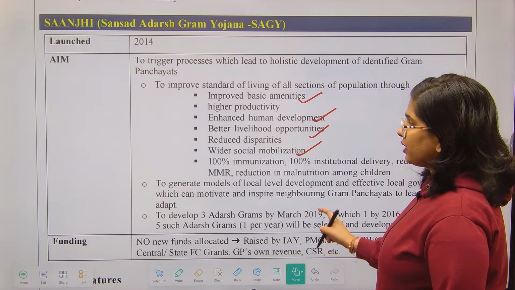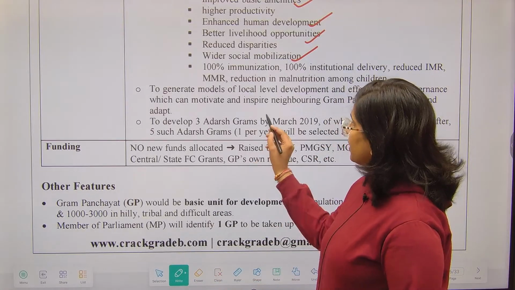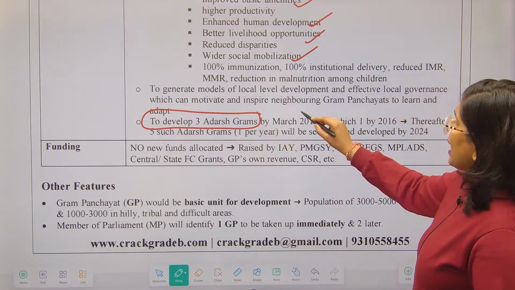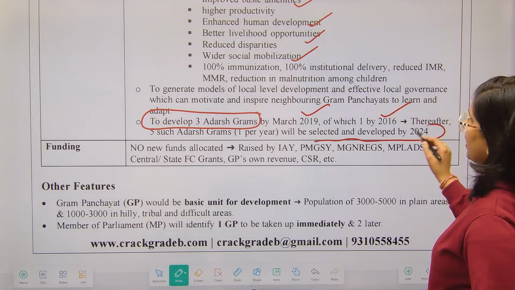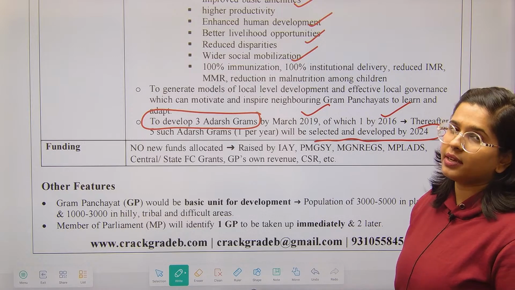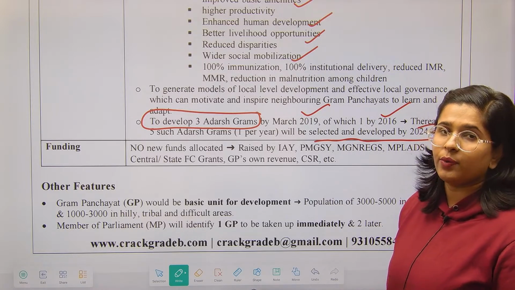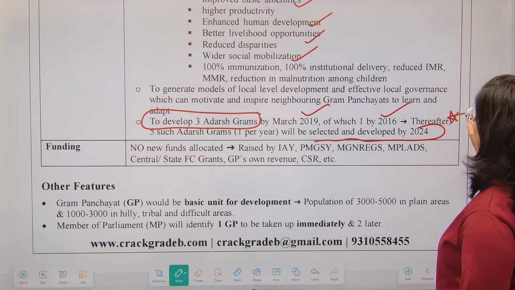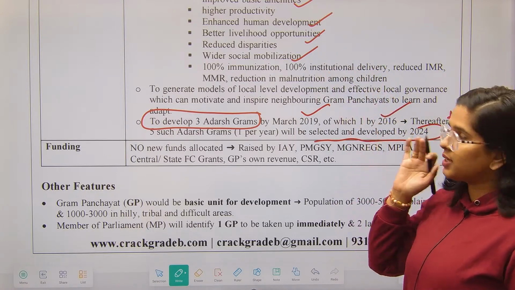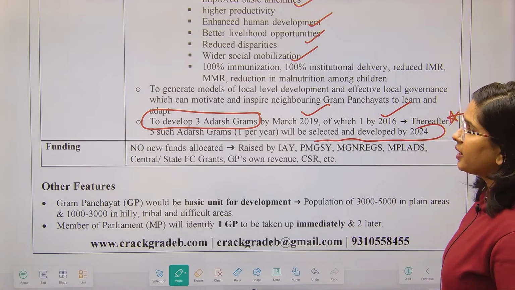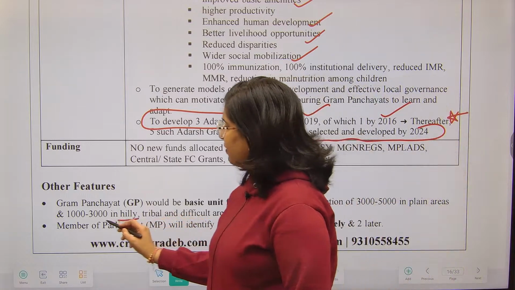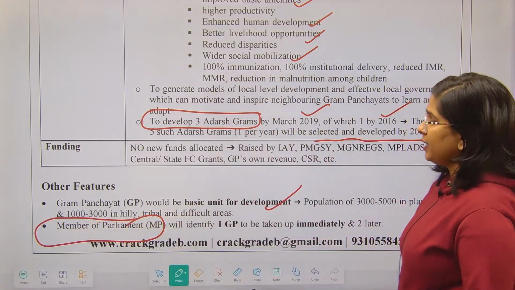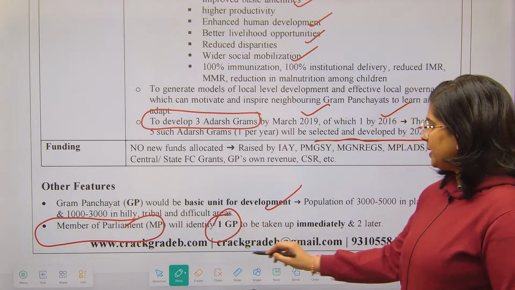Now what were the targets under this particular scheme? To develop 3 Adarsh Grams by March 2019, of which one by 2016, and thereafter 5 such Adarsh Grams, 1 per year, would be selected and developed by the year 2024. So just remember this, and a basic idea about what the scheme talks about. ठीक है, इतना ही है. The gram panchayat would be the basic unit for development, right? And the member of parliament is going to identify one gram panchayat to be taken up immediately and 2 later.